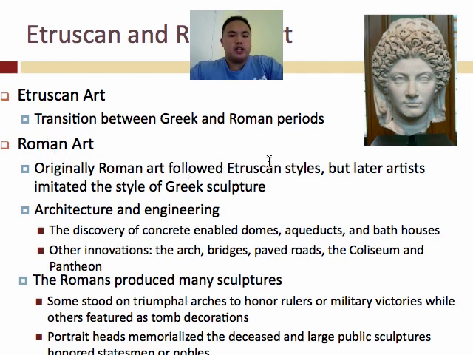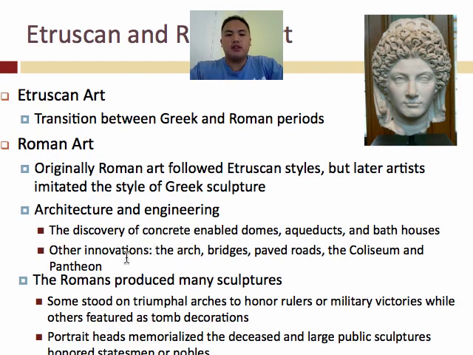So moving on to the next famous one is Roman art. Roman art followed Etruscan styles, but later it copied Greek sculpture. So in terms of architecture and engineering, we have the discovery of concrete. You guys know what concrete is. So now we got domes, aqueducts. Aqueducts are structures that transfer water, and bathhouses. They're like swimming pools almost. Other innovations in the Roman art, we got the arch, bridges, paved roads, the Colosseum, and the Pantheon. So all these famous things about Rome.